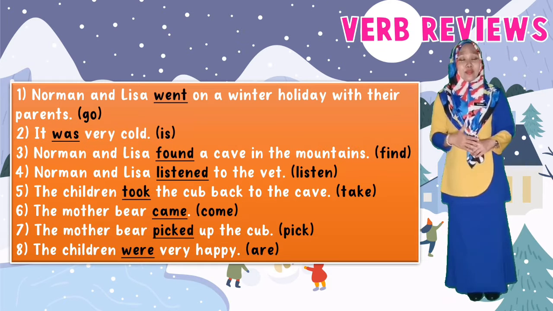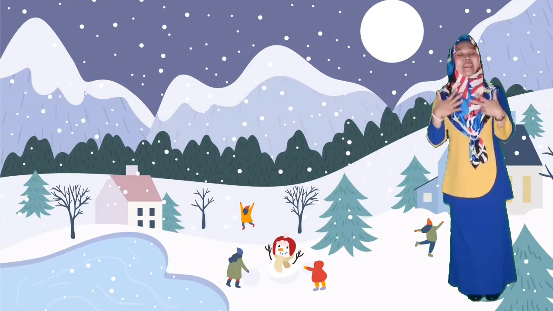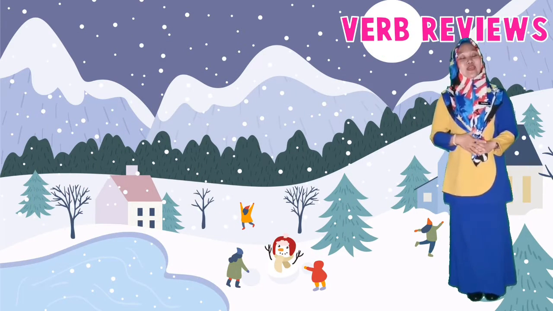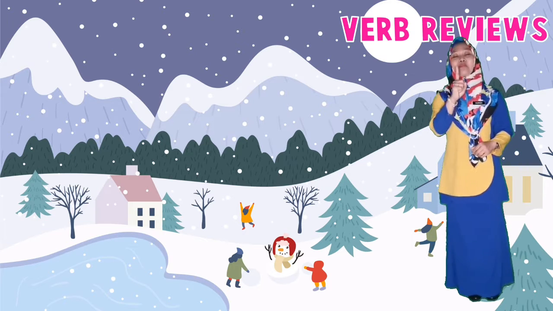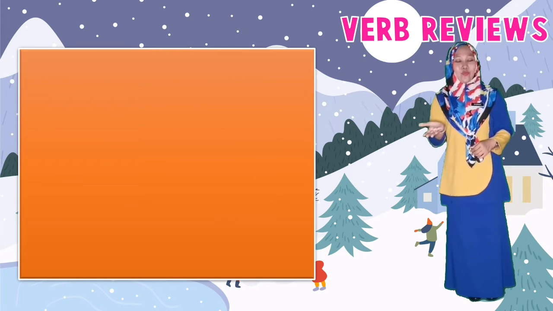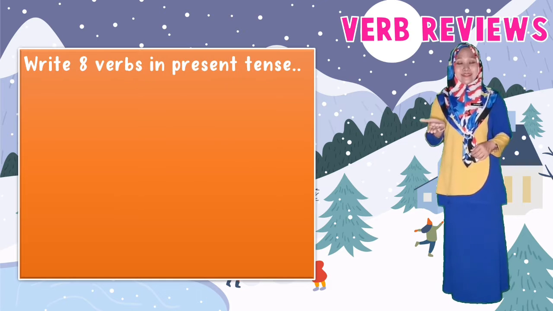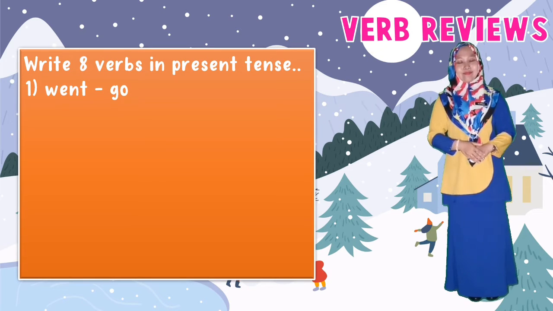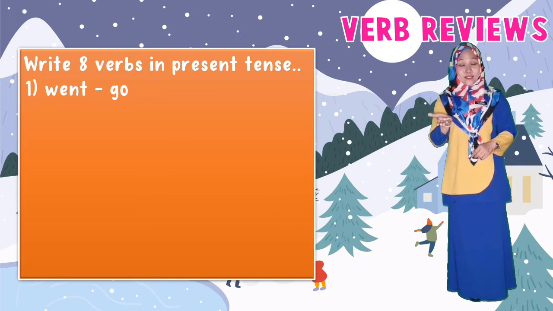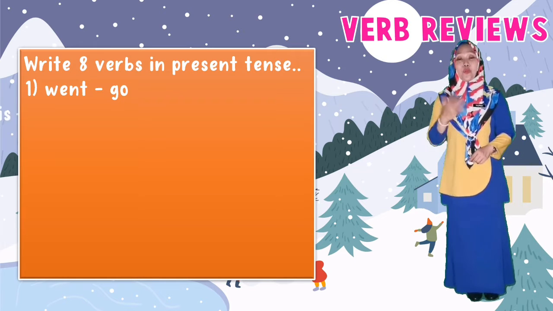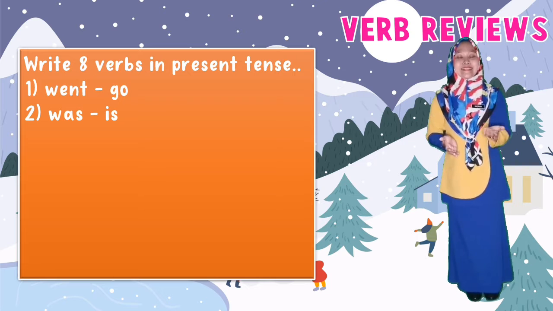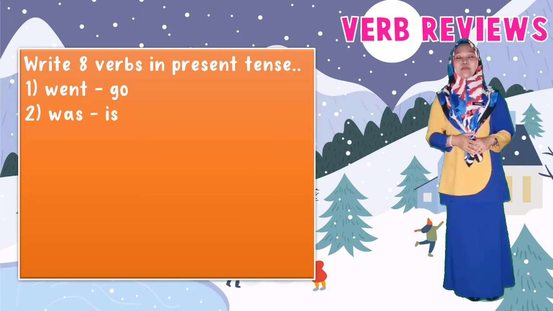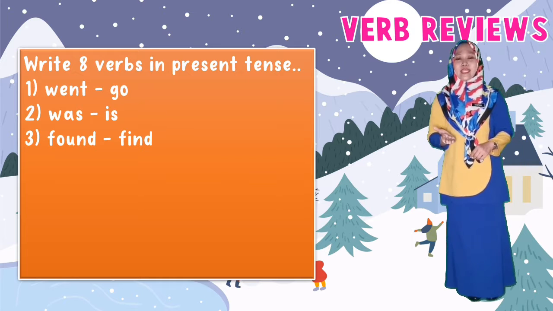Can we continue our lesson by writing 8 verbs in present tense? Let us try to do it together. Number 1, went. What is the present tense for went? The present tense for went is go. Number 2, was. The present tense for was is is. Number 3, found. The present tense for found is find.